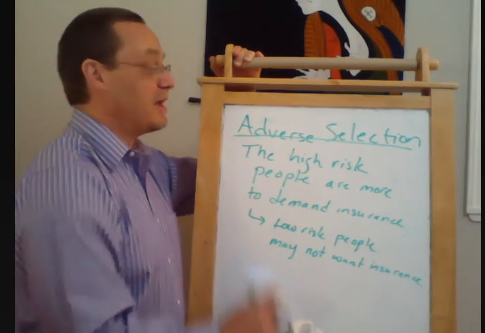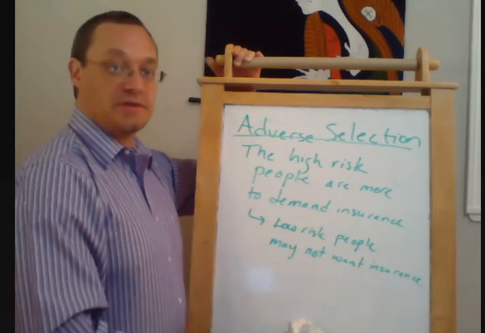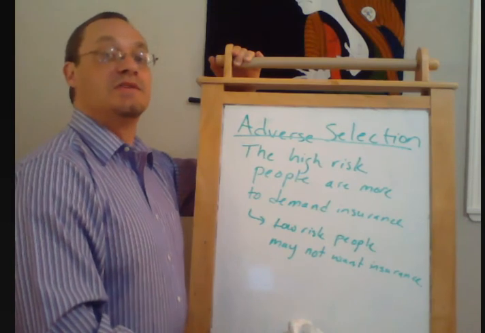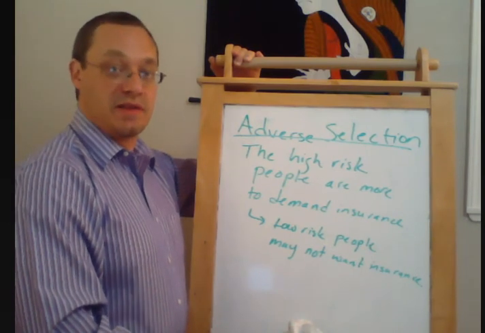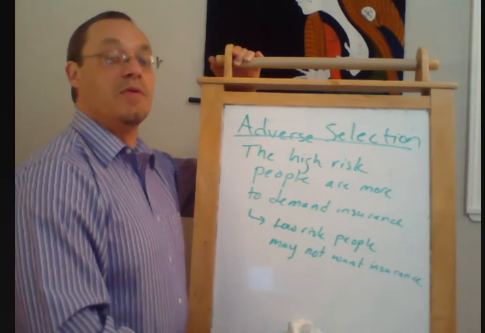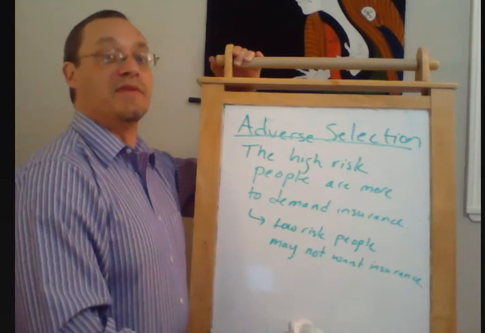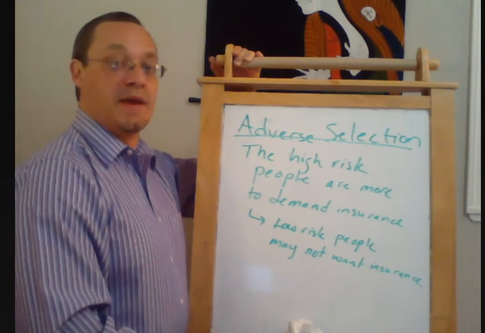So that's one potential problem. Adverse selection refers to, again, the idea that some people are inherently more risky than others, and the people who are more risky than others will have an above average demand for insurance.